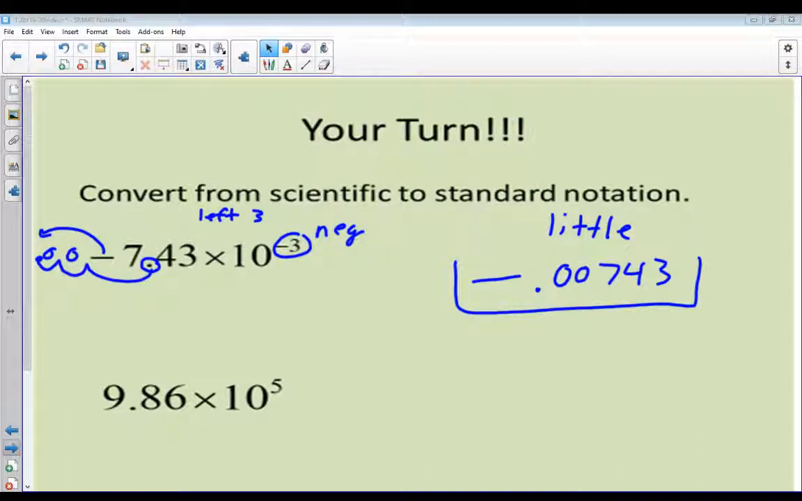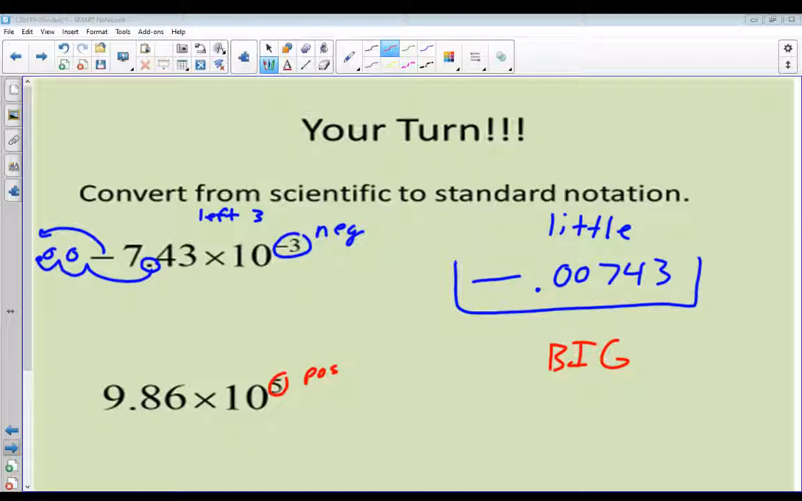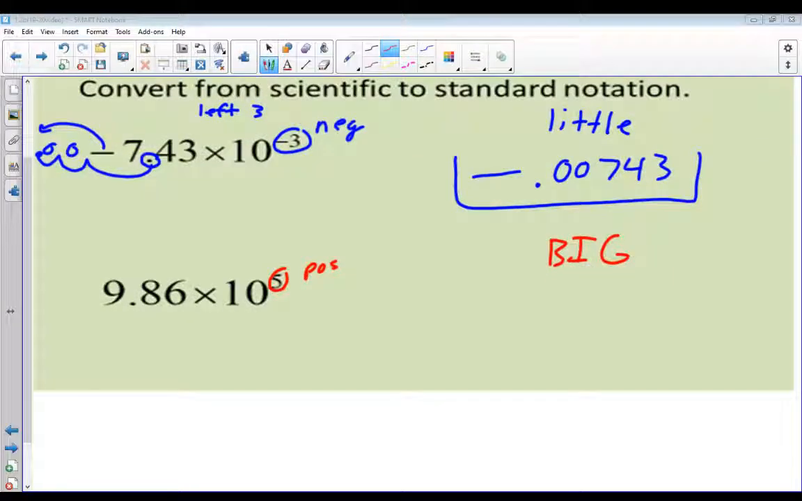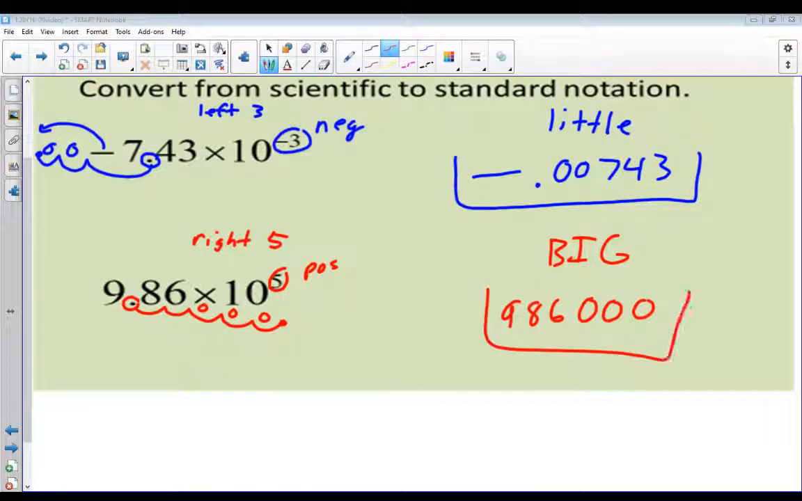Take a look at the next example. You have a positive power, which means you should have a big answer. And let's check. Give me a second to scroll this up. So positive means I'm going to have to move to the right, and I'm going to move to the right 5 units. So take the decimal and go 1, 2, 3, 4, 5. And we'll put zeros in those extra pockets. So then your big answer should be 986000. There you go.